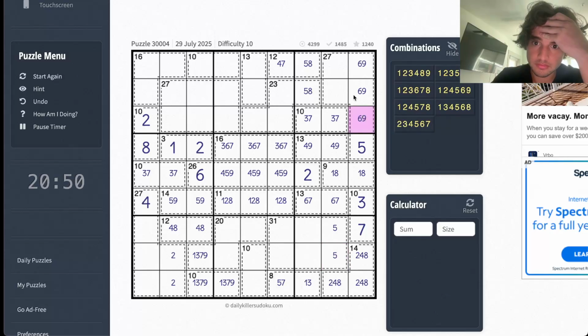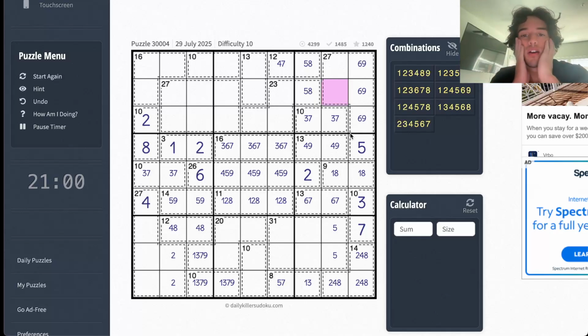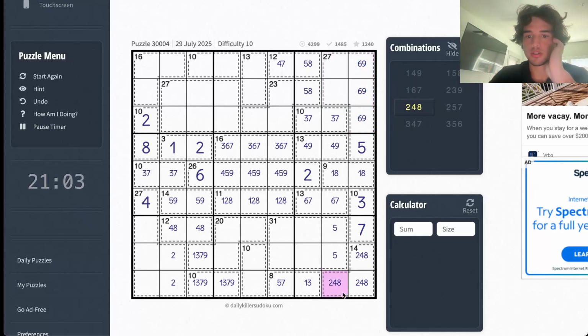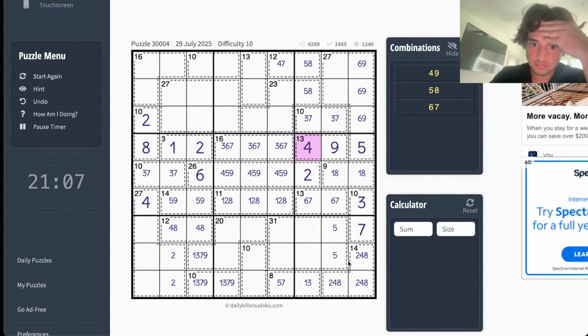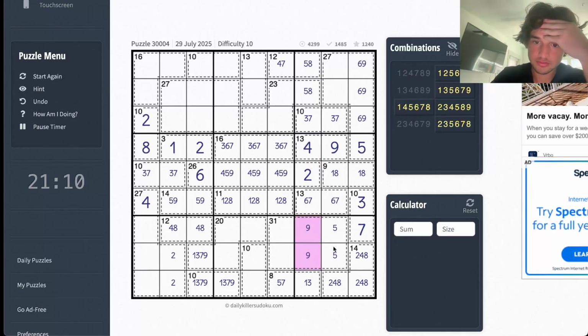6 9, 6 9 1 2, and what else is missing? 1 2 4 is missing. Okay, so 4 goes here somewhere, 4 goes here somewhere, which eliminates the 4 from there. So that's a 9, that's a 4. That makes a 9 there. And 3 7 6 7, 1 8, 1s go there. Now 1 2 and 4.